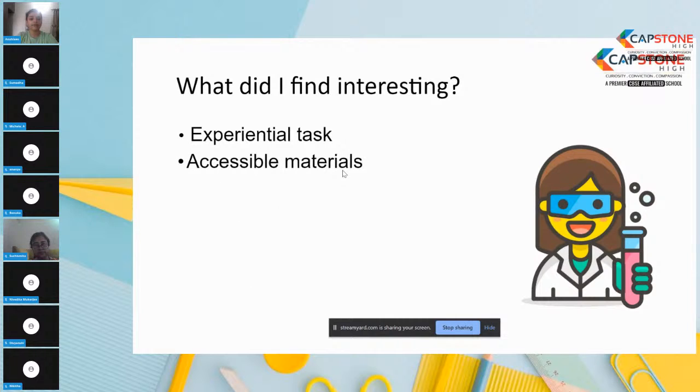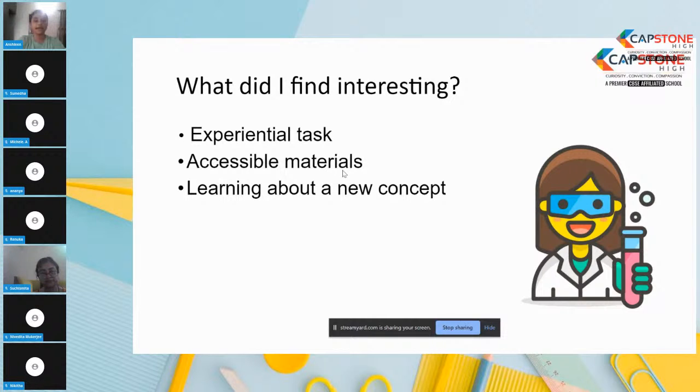Accessible materials. I was amazed to know that the materials needed for this task were easily available at our homes. They were mainly sugar, water, and some containers which are available to everyone. This made me even more interested in this task. Learning about a new concept. In previous grades, we were not introduced to the term crystallization. So, I only knew that there is some process by which seawater is purified to form salt crystals. So, as we were learning a new concept, I was very interested and enthusiastic.